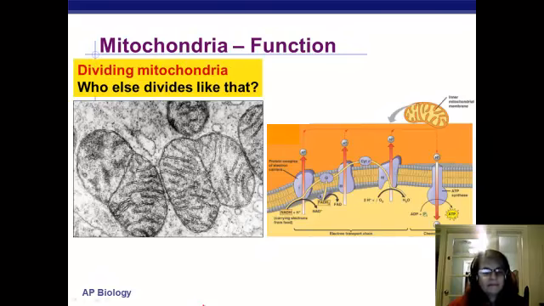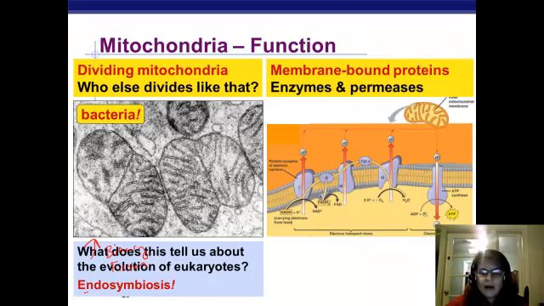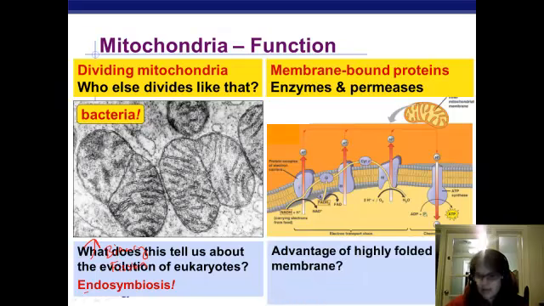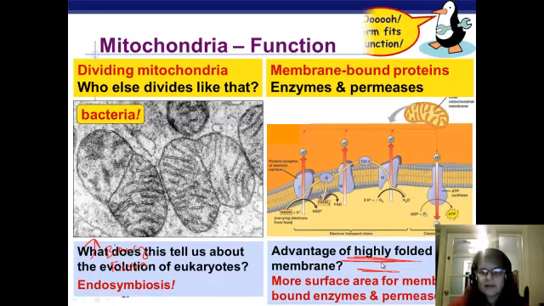All right. This is a nice shot of mitochondria dividing, just like bacteria. Bacteria dividing, asexually reproducing, is called binary fission, and that's what they're doing. So what does this tell us about the evolution of eukaryotes? Eukaryotes, cells with organelles, were likely created by one cell engulfing another. Endosymbiosis, there's the word. Please recognize it. Advantage of a highly folded inner membrane: more surface area. You will really see why this is so important in the next podcast. For now, we'll just kind of accept it.